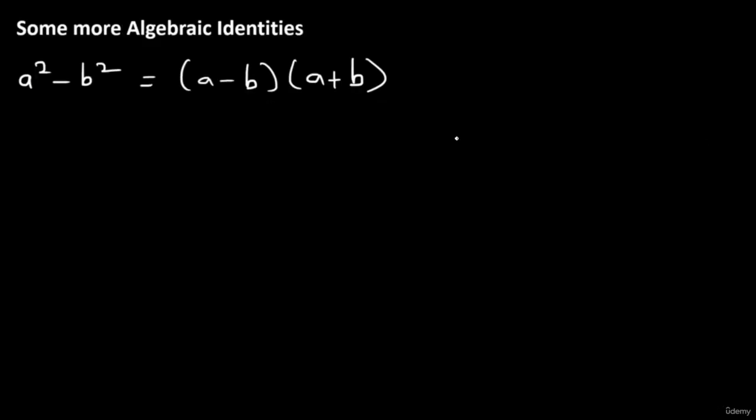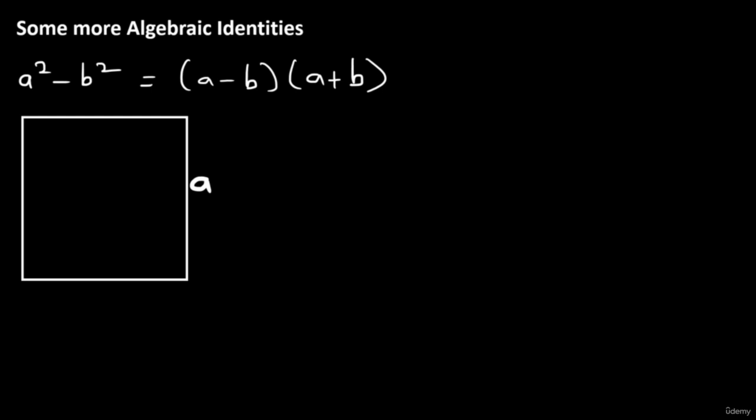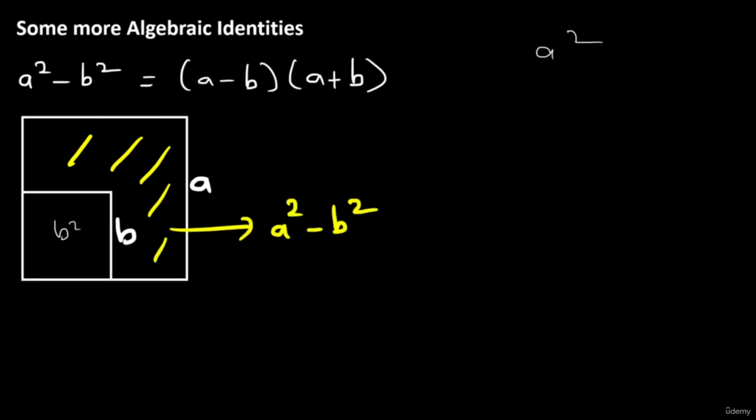Alright, now let's see some more algebraic identities. The next important identity is a square minus b square, which can also be written as (a minus b) into (a plus b). Now let me relate this with geometry. Over here I have a square of side a, and I have another square of side b inside this square. You can refer to the section in geometry. The area of a square of side a is a square, so this whole part would be a square and this part would be b square, because this square is of side b. Now a square minus b square would be this shaded region, right?